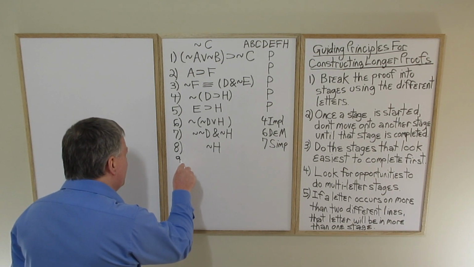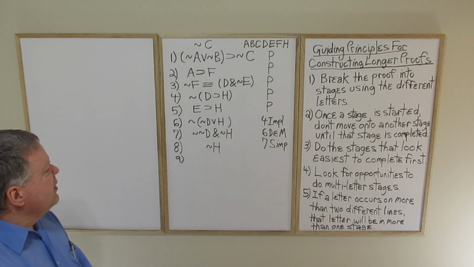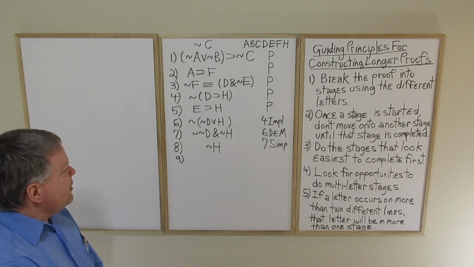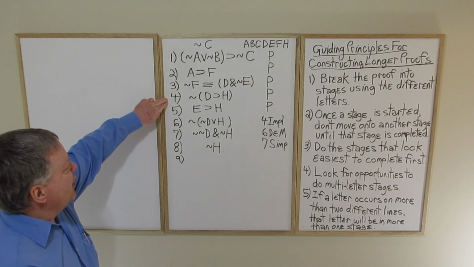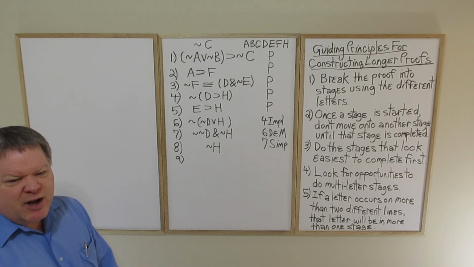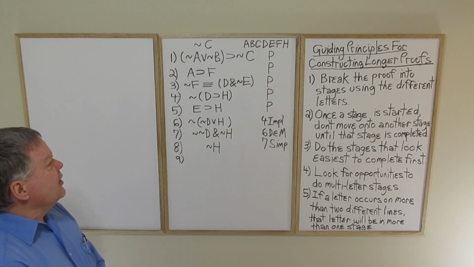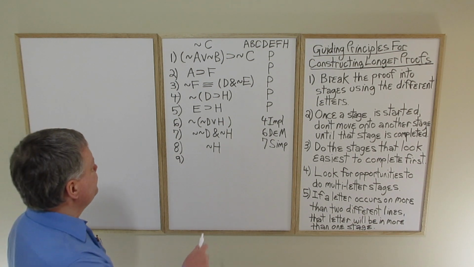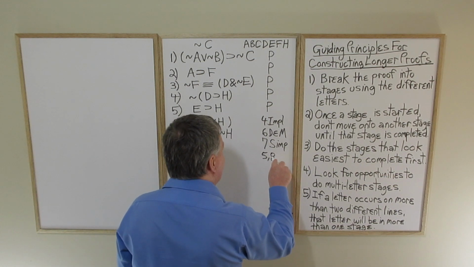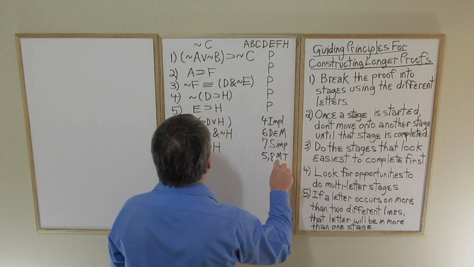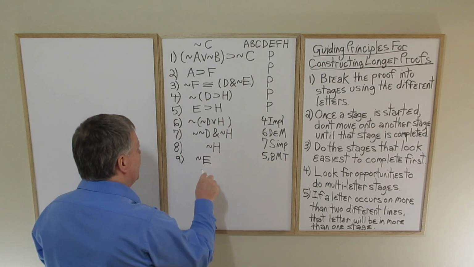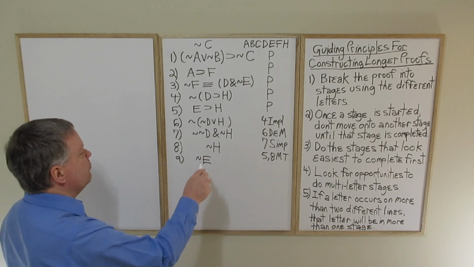So, what we've done in lines 6, 7, and 8 is focus on line 4, and we've got tilde H, so that now we can end the H stage with 5, 8 modus tollens. So this will give us tilde E.